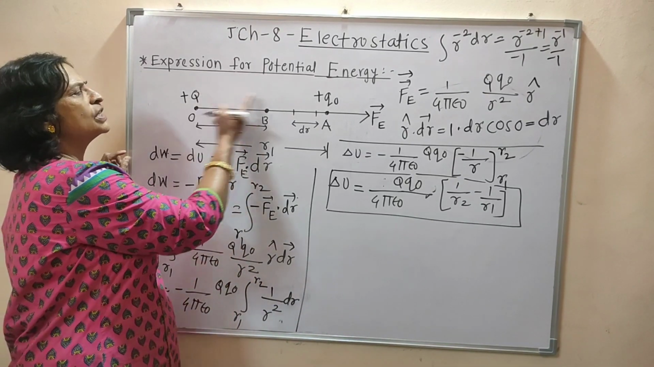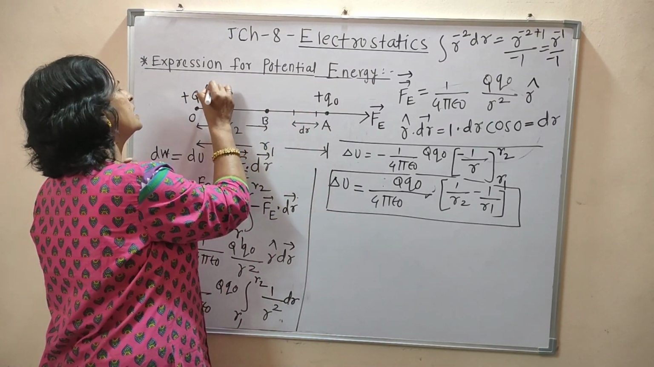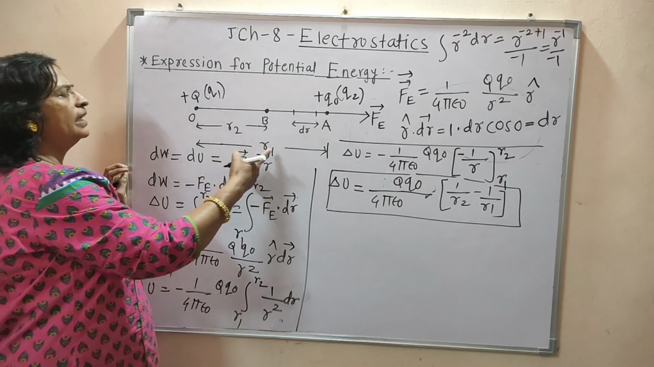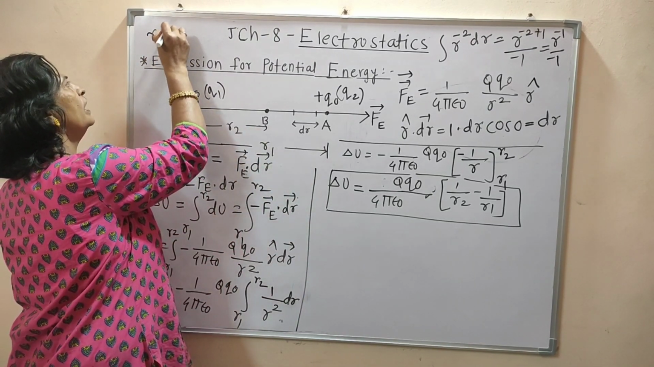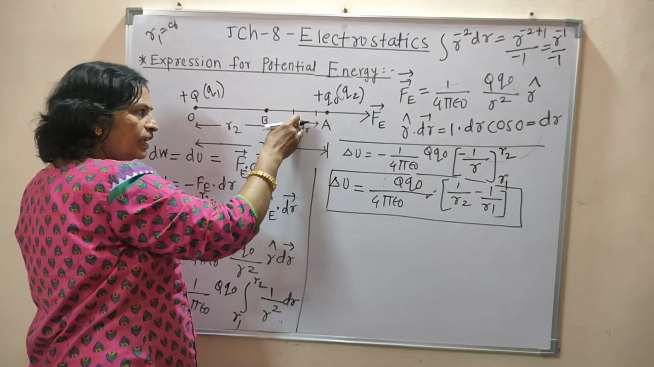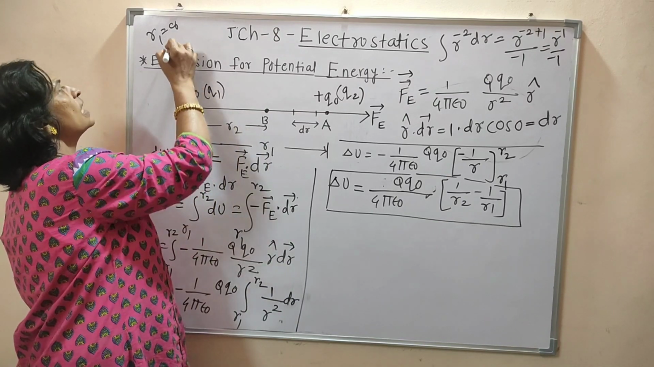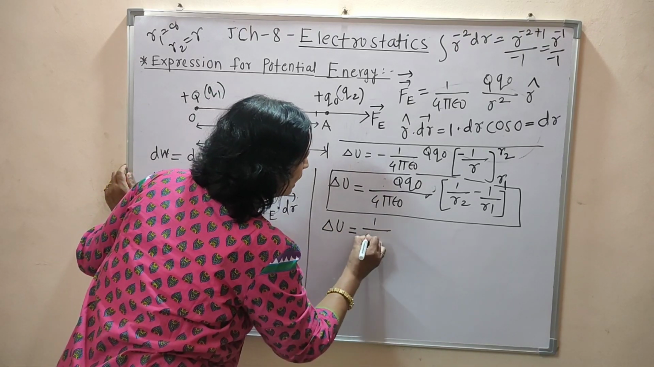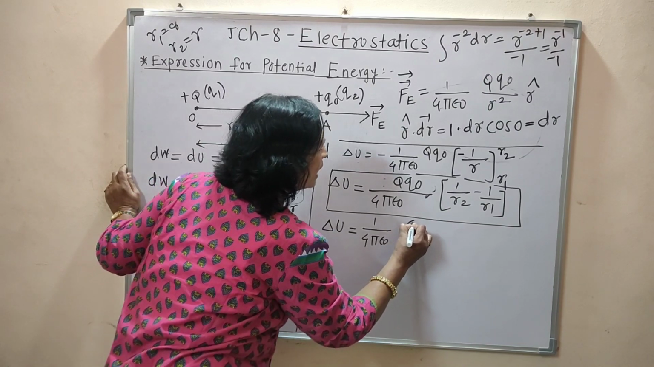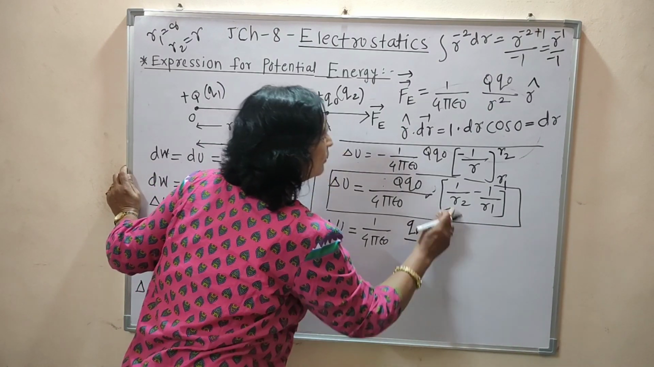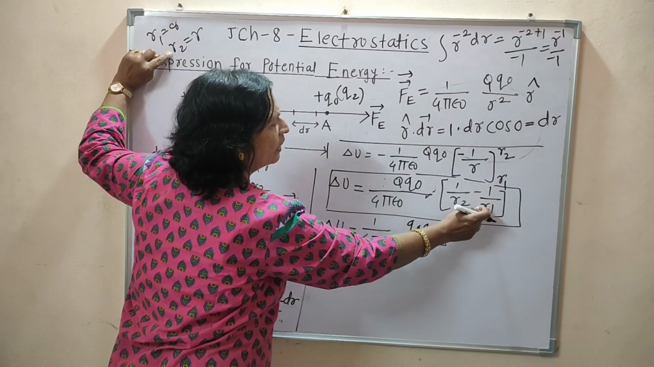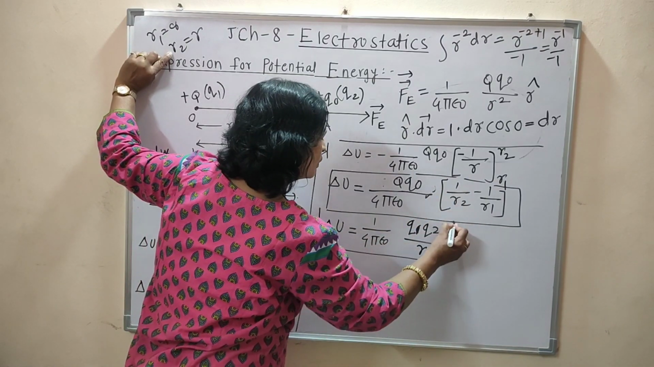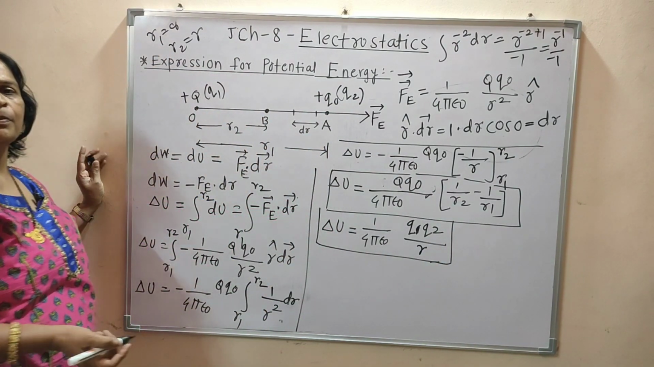Now, if these two charges are, instead of Q and Q0, Q1 and Q2, and the distance R1 is equal to infinity, which means we have to bring that charge from infinity to the distance R, that means R2 is equal to R. At that time this derivation becomes delta U equal to 1 by 4 pi epsilon naught Q1 into Q2, with the value of R2 equal to R and R1 infinity, so 1 by infinity becomes 0, and 1 by R2 becomes 1 by R. This is the derivation for the change in electrostatic potential energy.